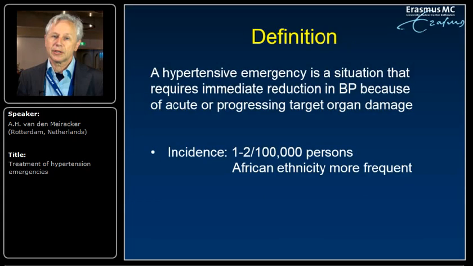The definition of a hypertensive emergency is a situation that requires immediate reduction in blood pressure because of acute or progressing target organ damage. The incidence is about 1 to 2 per 100,000 persons, and it is much more frequent in blacks than in whites.